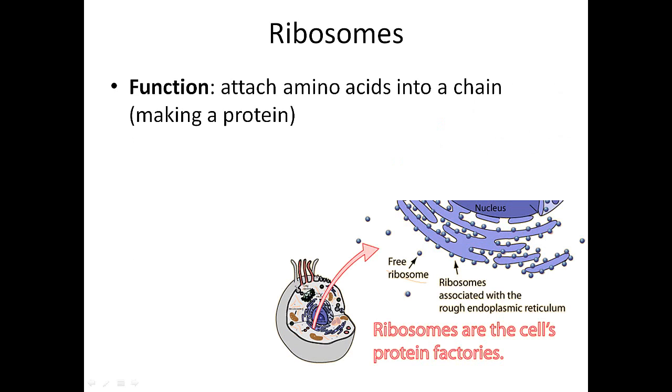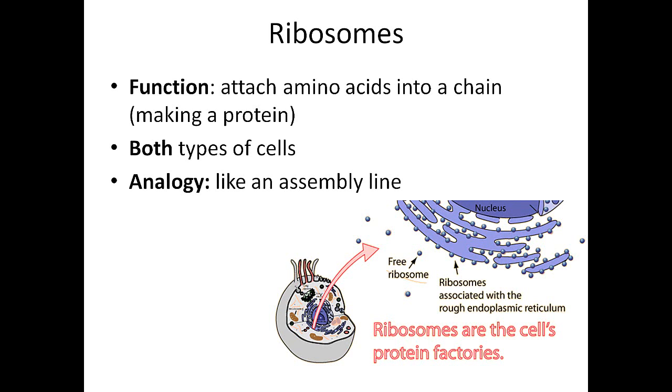Ribosomes. The job of a ribosome is to hook up amino acids into a chain, which makes a protein. We learned about the molecules of life in the last unit, and we talked about amino acids being put together to make a polypeptide, which I also called a protein. Both types of cells have these. Both plants and animals need to make proteins to support themselves.